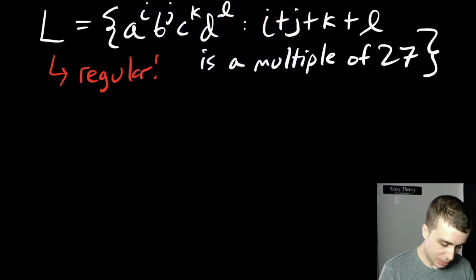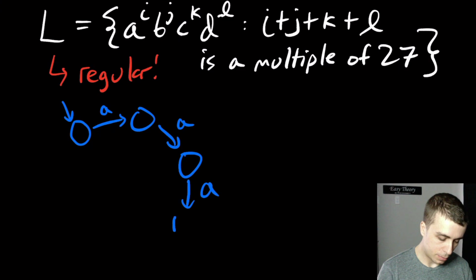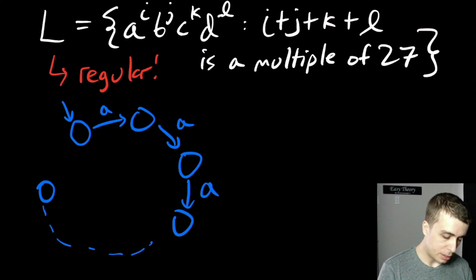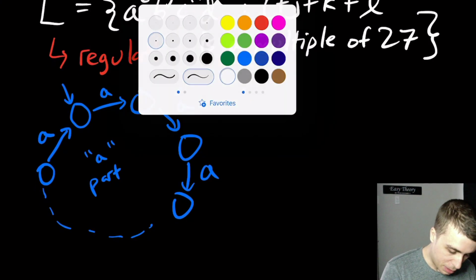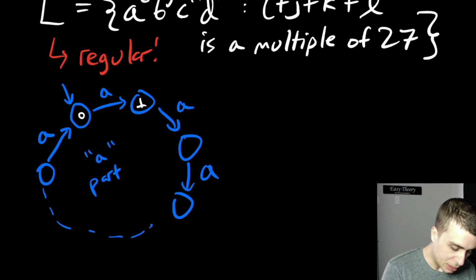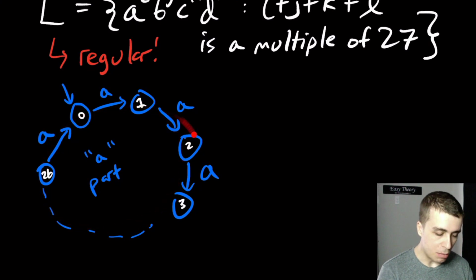So here's the main idea. What I'm going to do is I'm going to have in blue the A machine, so to speak. So I'm going to make a giant circle right here, and it goes all the way around. So that's the A machine, or A part, I guess. Then what I'm going to do is I'm going to label each one of these. So call that 0. That's not a final state, by the way. So 1, 2, 3, up to 26. And so that's representing what the current remainder is when dividing by 27.